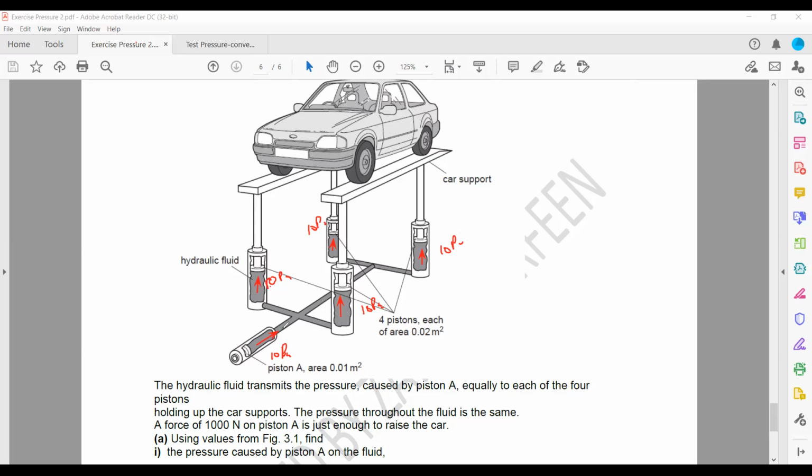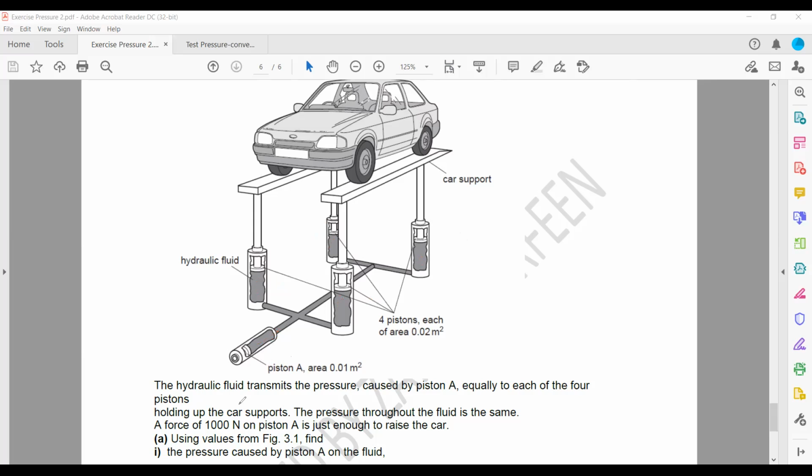So as you can see, what is the advantage here? Pressure is transmitted equally in all directions. So we can multiply our force and increase our force by using the Pascal principle or hydraulic principle, and using this technique we can lift heavy objects.